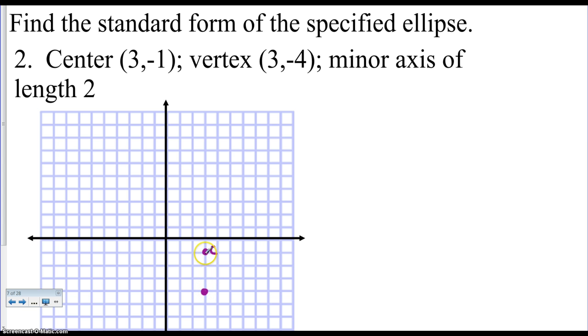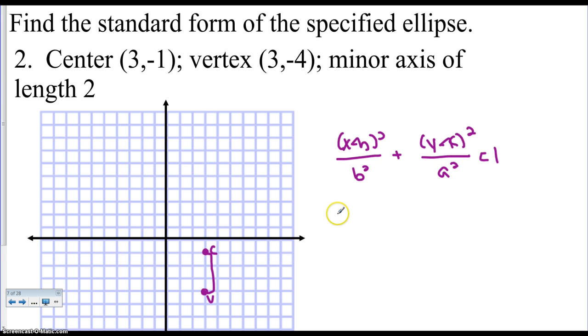Okay? So, in this case, I'm looking, and what type of axis do I have? It's a vertical axis, so it's going to have the form of x minus h squared over b squared plus y minus k squared over a squared equals 1. Okay? So my center I know. It's going to be x minus 3 squared, and then it's y plus 1 squared.